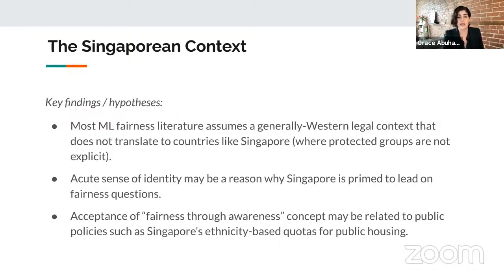So given the fact that this conference still mostly attracts a Western audience, we thought it was important to highlight and discuss the specific context in which the methodology was developed.